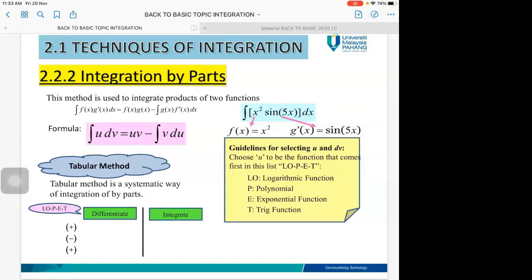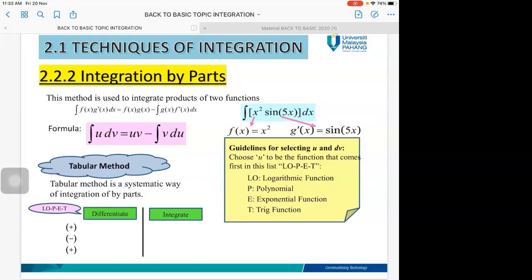For integration by parts, if you cannot use integration by substitution, let's say you have multiplication of two functions, but we cannot choose any function to be your u. Kita tak boleh pilih mana-mana pun sebagai u kita. Then we have another alternative. We can use integration by parts. So look at this slide here.